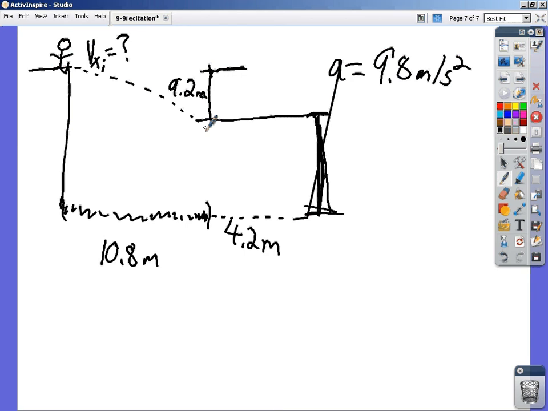So let's look at this distance here first off. Is this in the x or y direction? Okay, this is in the x direction, so I know this is going to play into this somehow.